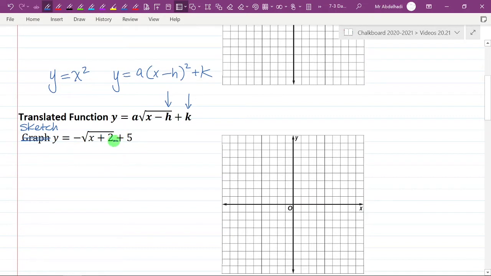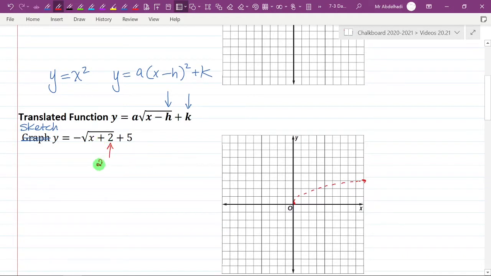Now, what I mean by sketch is we're not going to make a table. We're just going to find the starting point and draw a curve that hopefully is close. So the parent function is, like we said, this parent function right here. I'll draw it as a dotted line. That's your parent. Now this is telling you to go which way.